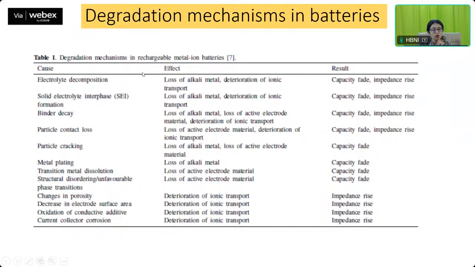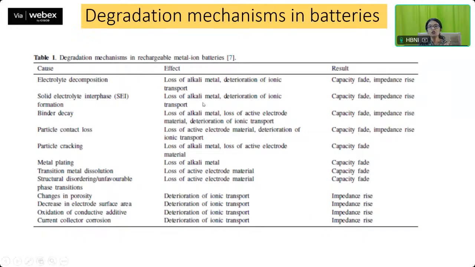So you can have electrolyte decomposition. In that case, what you will see is loss of alkali metal and deterioration of the ionic transport. And at the end, the result is that you will see a fading of the capacity of the battery, and there is a rise in the impedance.